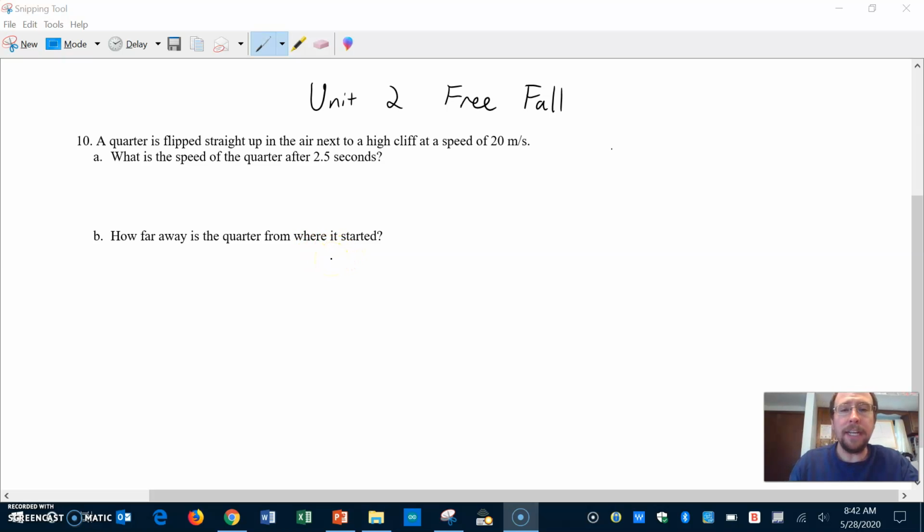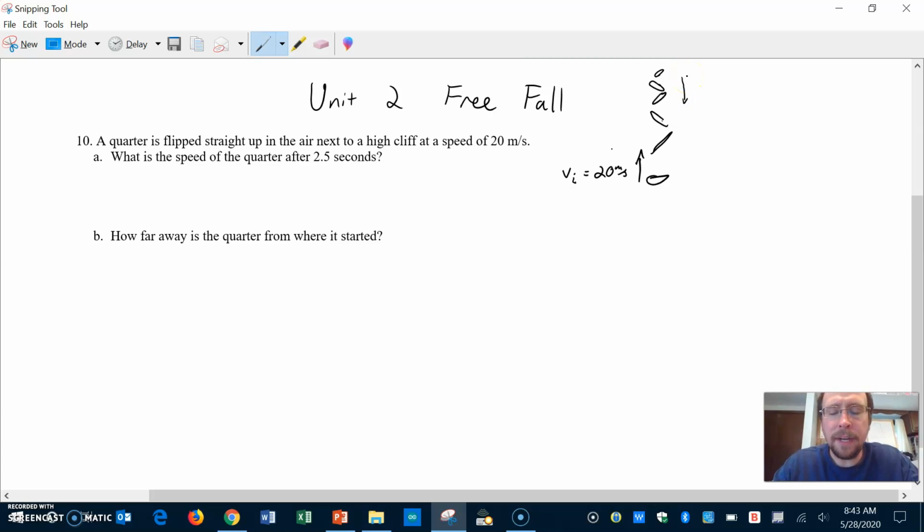So, to answer these two questions, first we got to picture what's going on. We have this quarter that's flipped straight up in the air at 20 meters per second. That's the speed it's starting at. In fact, we call it the initial speed. And as that quarter goes up in the air, it's slowing down, slows down, slows down, and then it starts coming back down.